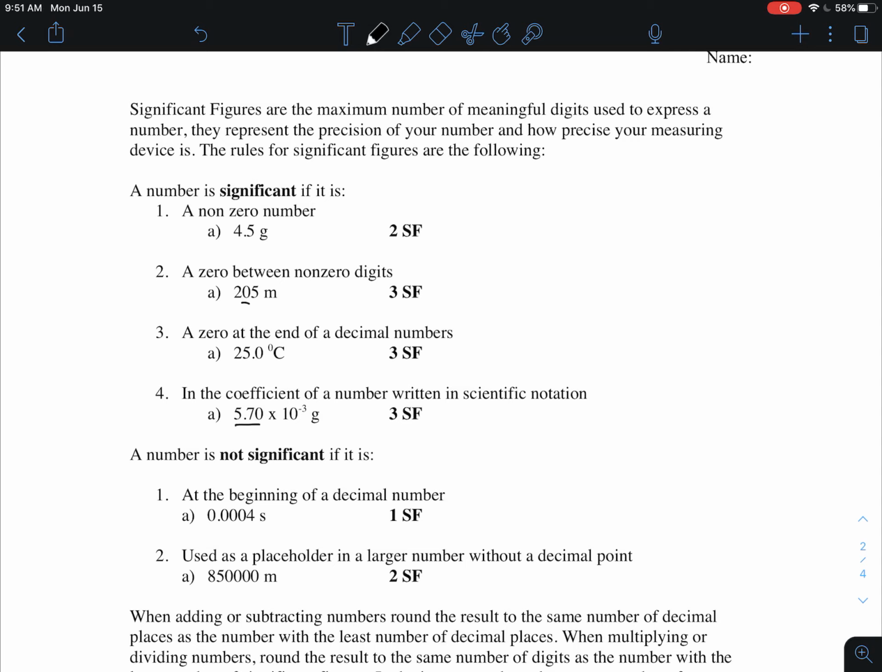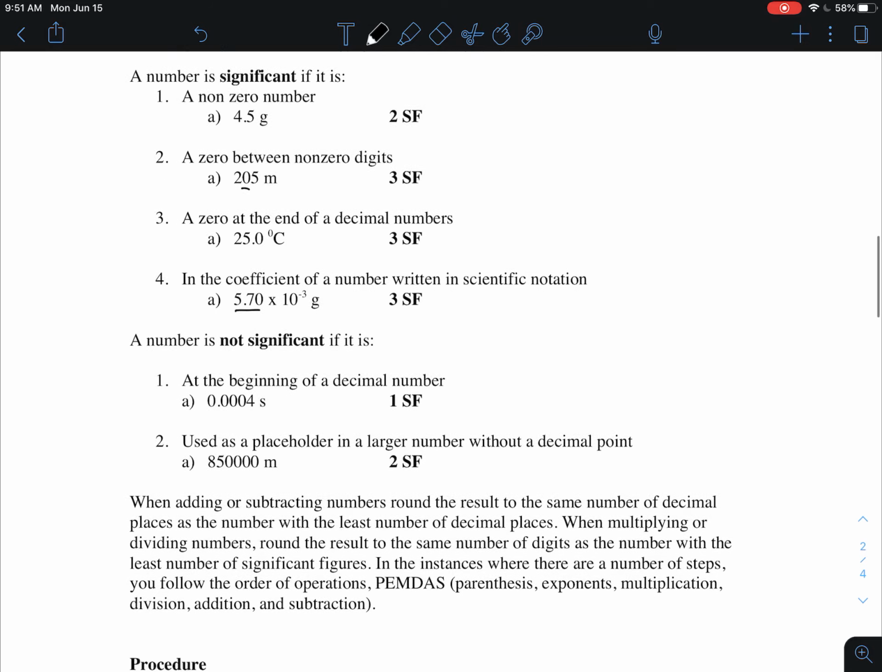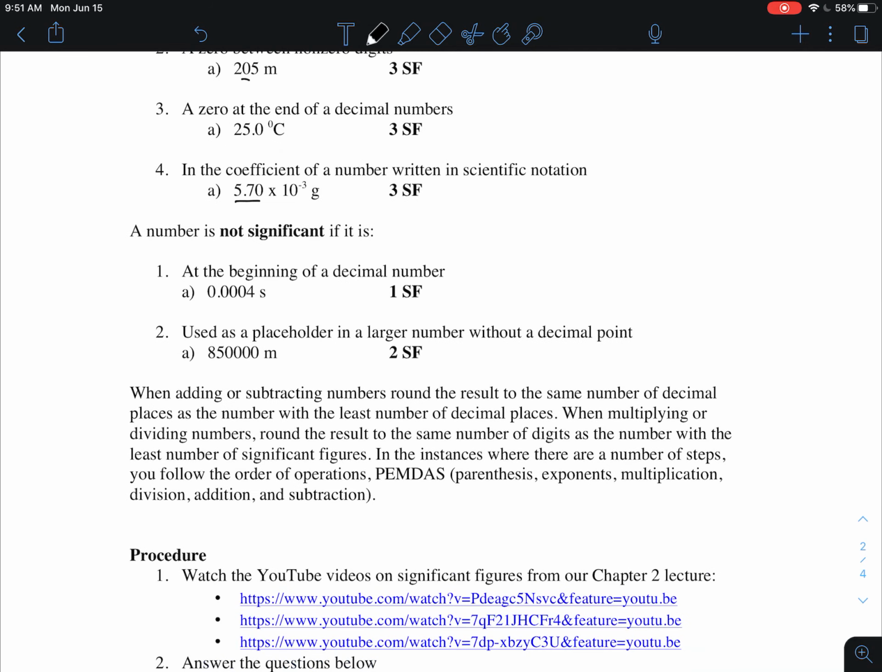Not significant is when there's zeros, even if there's a decimal, but before any non-zero. Also not significant are trailing zeros, zeros that occur after non-zeros where there's no decimal indicating the significance of the number. Again, going a little bit faster because this is a review. Look at those links where it's slowed down and there's more practice problems.